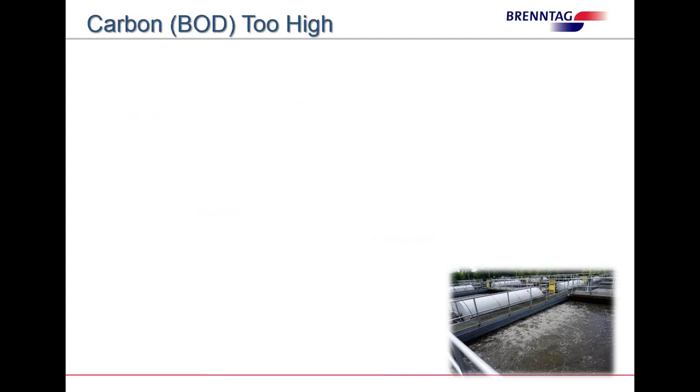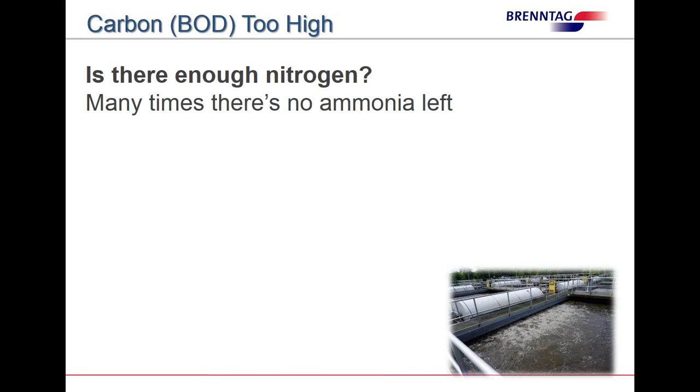Okay, now let's talk about carbon. All right, if we got a lot of carbon in a system, if you've got a plant that produces sugar, any kind of starches, things like that, you're going to have a lot of BOD. Then we got to start asking ourselves some questions. Are you nitrogen deficient? Do you have enough ammonia in the system? Many times there's so much carbon in the water that there's no ammonia left, and there's a good possibility we're going to have to add some.